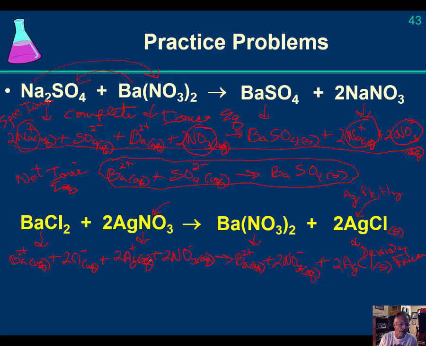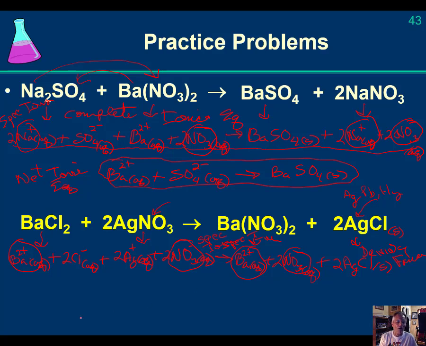Let's find the spectators. We've got barium ion on the reactant side, and barium ion is a free ion on the product side. So in this case, barium is a spectator ion. And then we have nitrate. Nitrate is always a spectator. You can count on that one. So nitrate is a spectator ion.